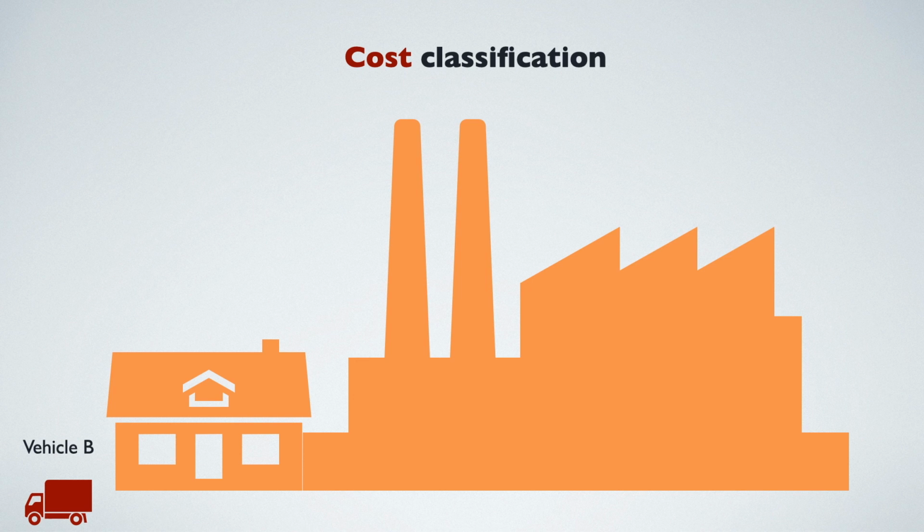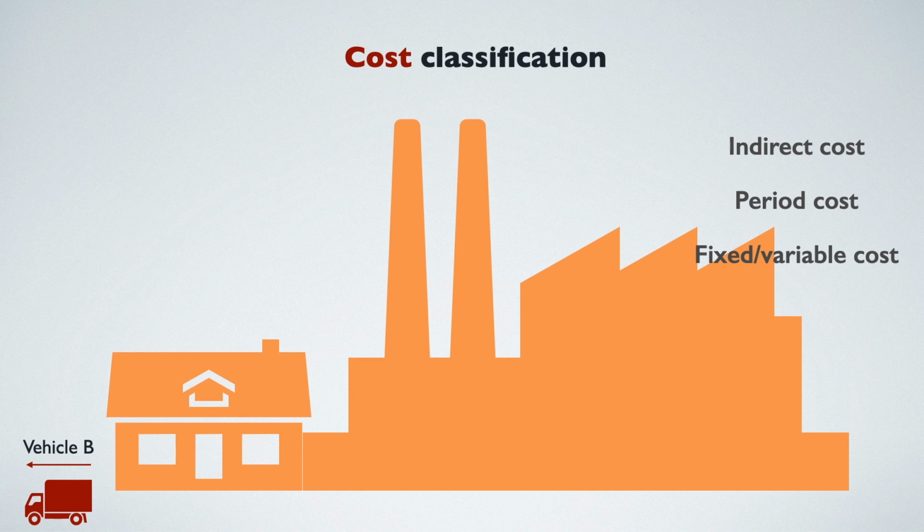This is vehicle B. The business owns this vehicle. The business used the vehicle to deliver finished goods to customers. So, the depreciation for the vehicle is not related directly to the production of goods. This is indirect cost. Since the vehicle contributes to the sales revenue, the cost associated with it can be considered as period cost. The depreciation for the vehicle is fixed cost, but the cost of maintenance is variable cost.